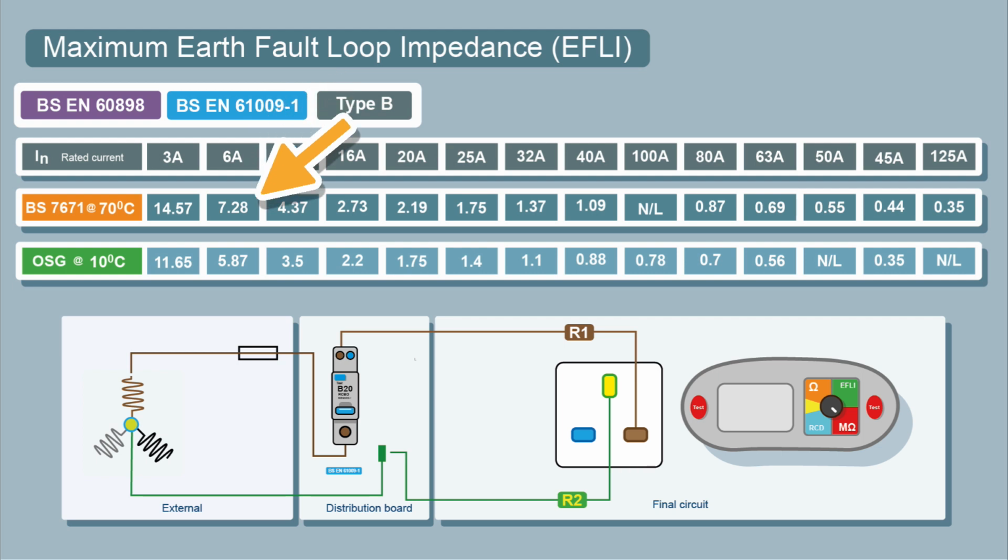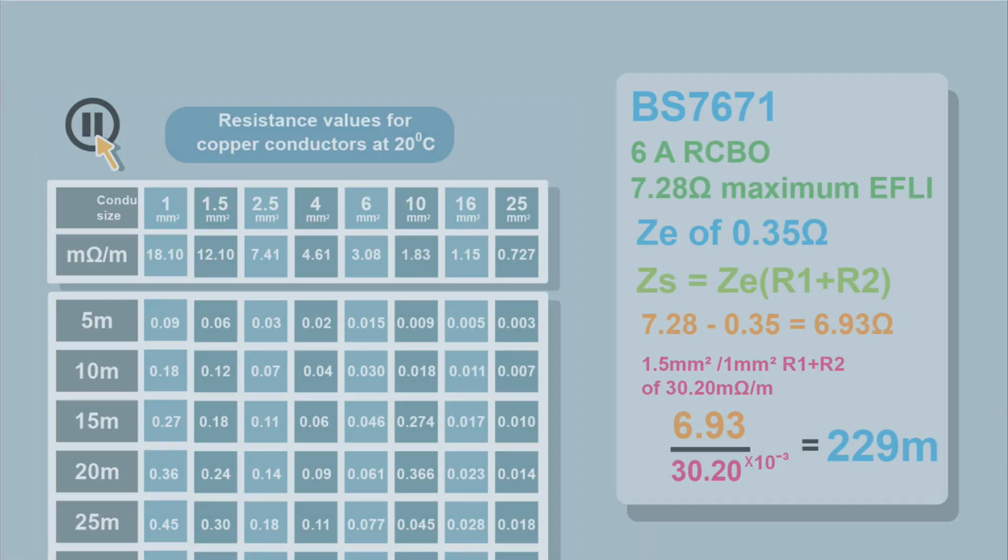The on-site guide tells me it's 5.87 ohms. If I had a 32 amp protected device, BS 7671 says 1.37, on-site guide says 1.1. So that's the maximum resistance that this circuit can have, so that protective device will operate in the required time.